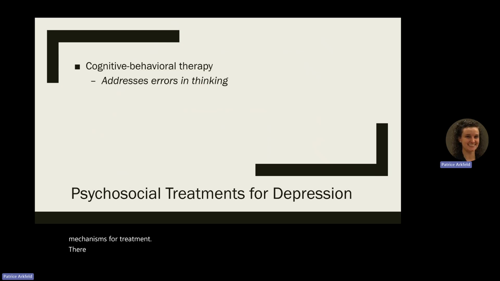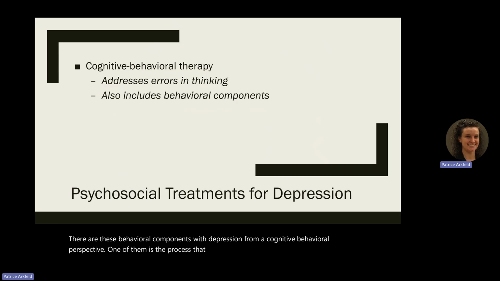There are these behavioral components with depression from a cognitive behavioral perspective. One of them is the process that we describe as acting as if. This is a true subset or treatment option from CBT, where you ask the person to act as if they do not have the diagnosis. Act as though you do not have depression. What would you do? Would you leave your room? Would you go to class? Would you go out with your friends? Do that and see how you feel. Staying in your room makes you feel this way. What if we change and we act as if it wasn't there? Let's see if that changes anything. It helps to rewire the connection between cognition, behavior, and emotion.